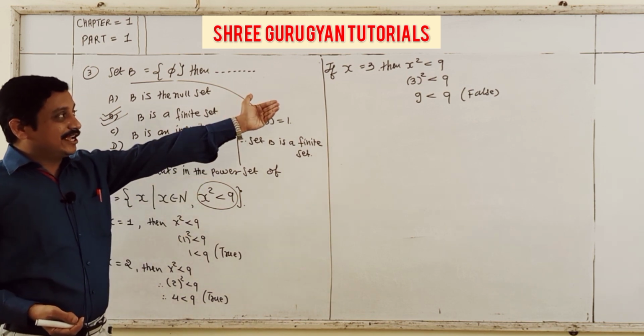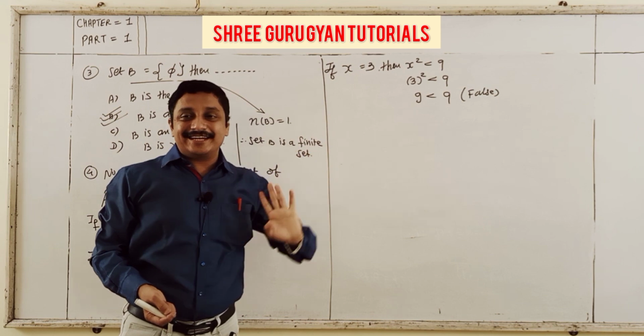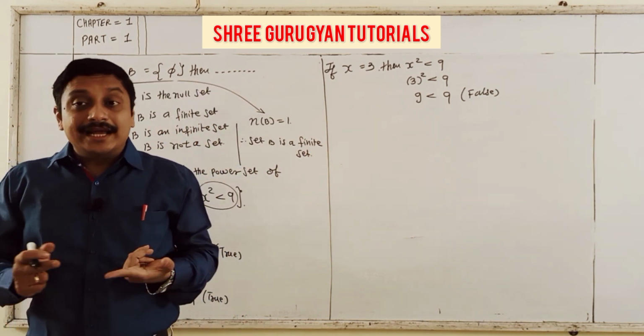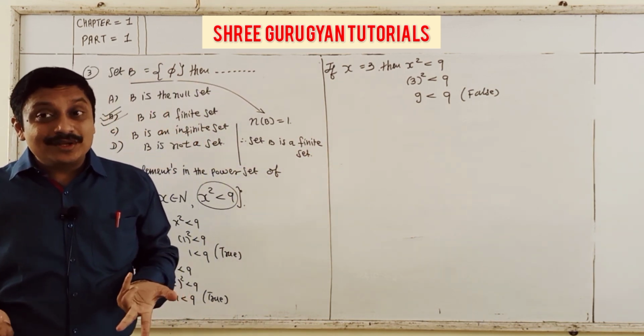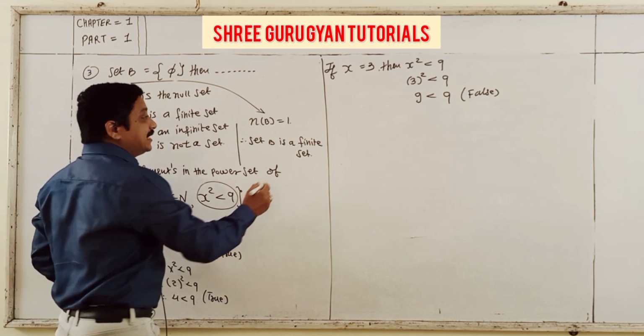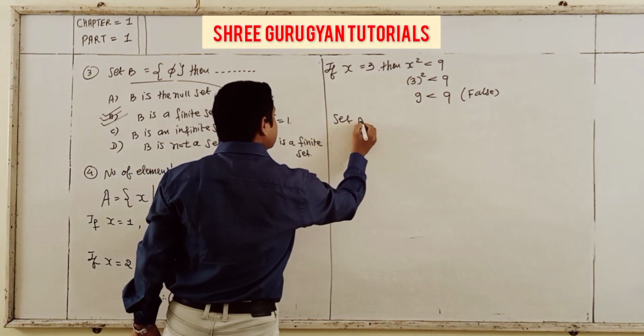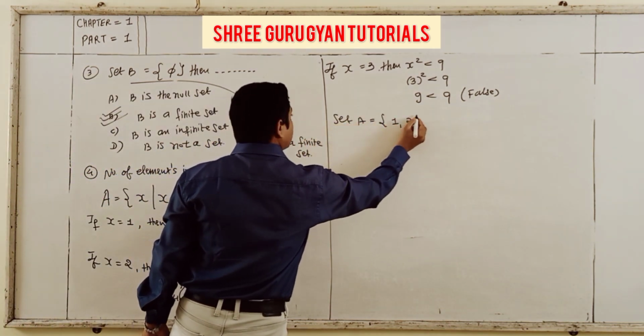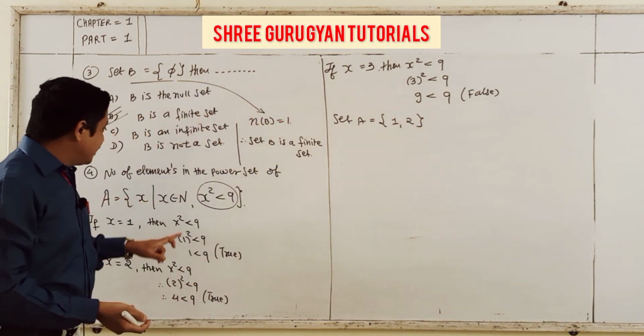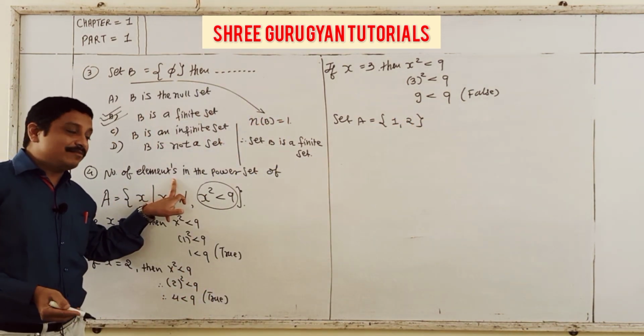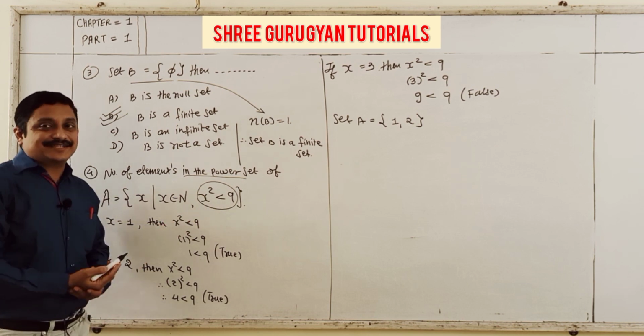So after that, beyond 3, we can't put in any solutions. Because if we take 4, 4 square is 16, and 16 less than 9 is not true. So my true set is only the set A which has the elements 1 and 2, and my target is the number of elements in the power set.